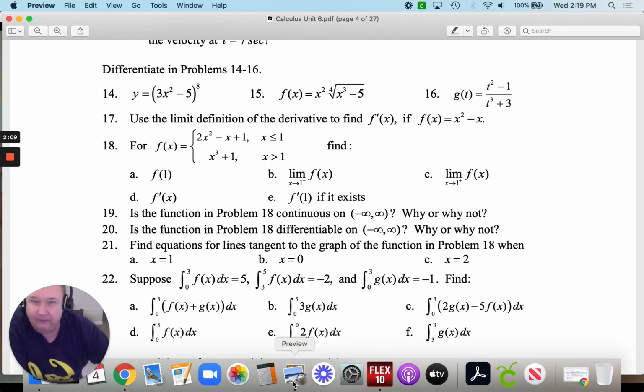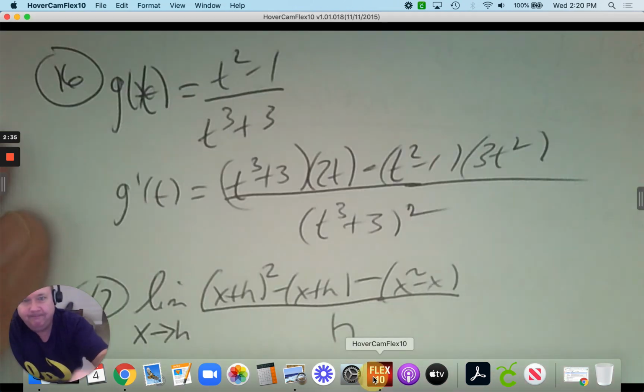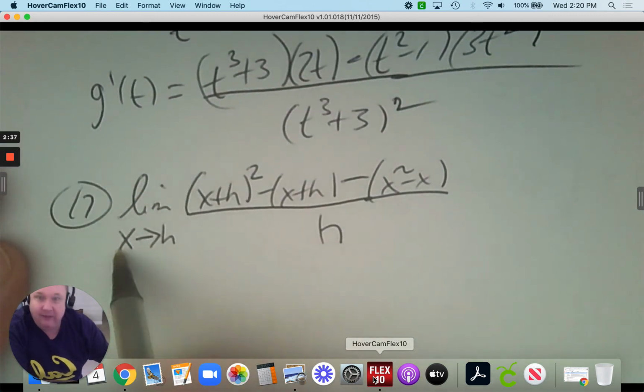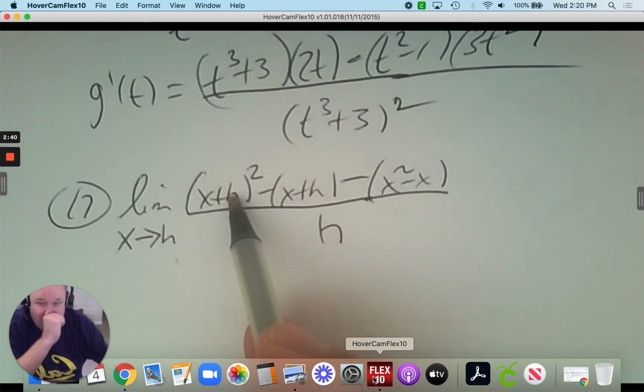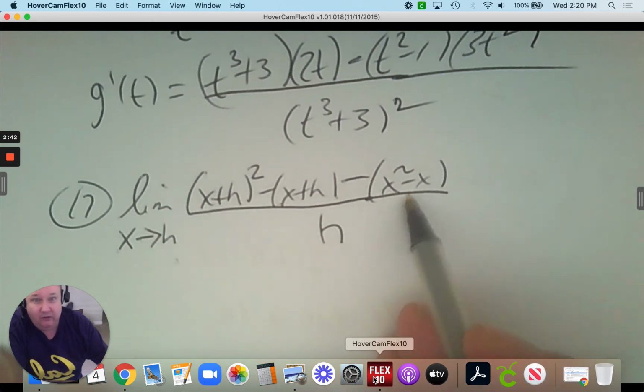Use the limit definition. So to find the derivative using a limit, we'd say as h approaches 0, and then it would be x plus h squared minus x plus h minus parentheses x squared minus x all over h. Let me show you. So that's the limit, plug in x plus h, subtract the function all over h.